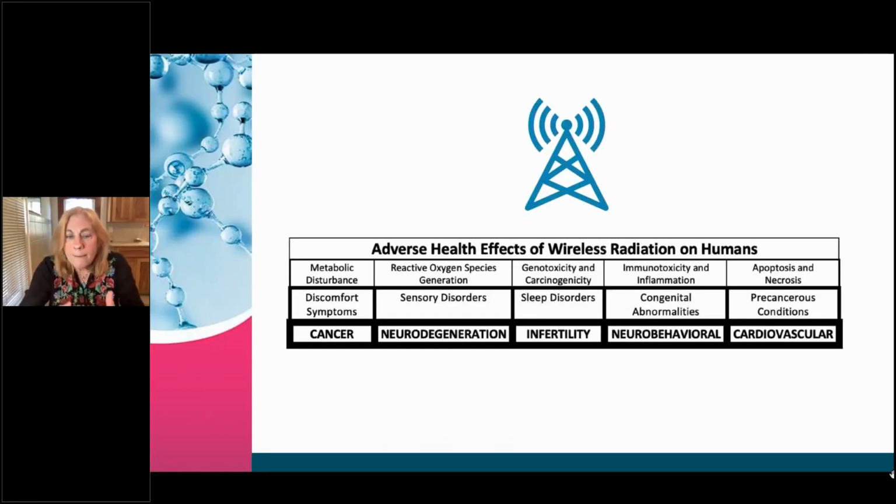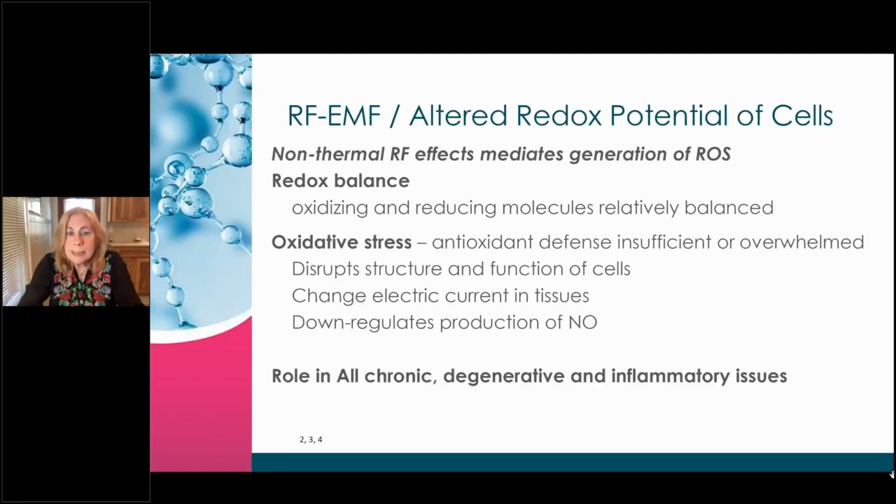So EMF affects every single process in our body, from metabolic disturbance, cancer, neurodegeneration, increased oxidative stress, infertility, sleep disorders, neurobehavioral, cardiovascular, everything. These non-thermal effects of EMF increase the generation of reactive oxygen species. They throw off the redox balance, meaning the oxidating and reducing molecules are not balanced, and it increases oxidative stress. Oxidative stress is when antioxidant defense is insufficient or overwhelmed. This will disrupt the structure and function of cells, change electrical currents in tissue, and down-regulate production of nitric oxide. Oxidative stress plays a role in all chronic, degenerative, and inflammatory issues.